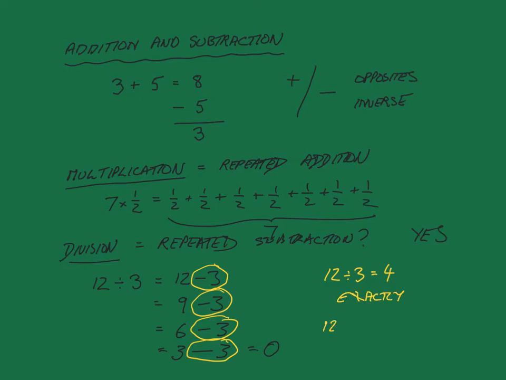we say that 12 is divisible by 3. Divisible by 3, which means exactly divisible by 3.